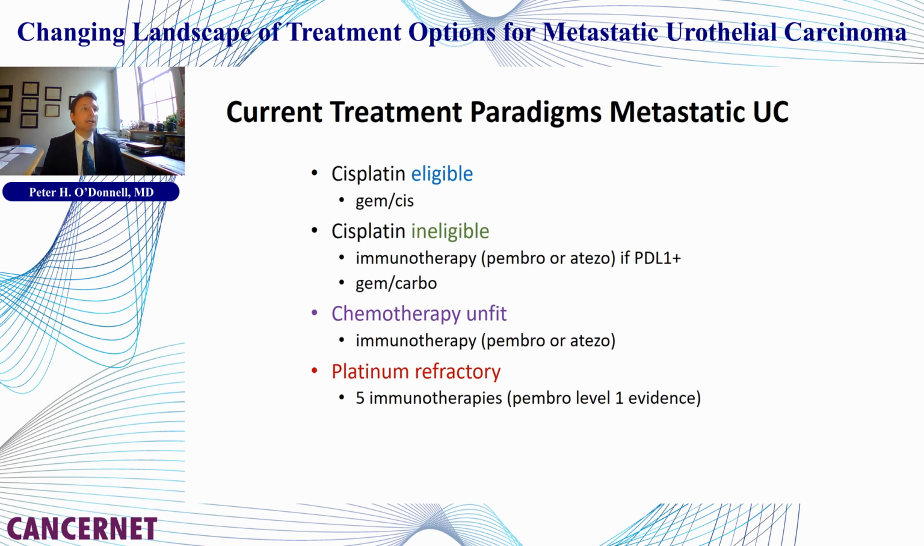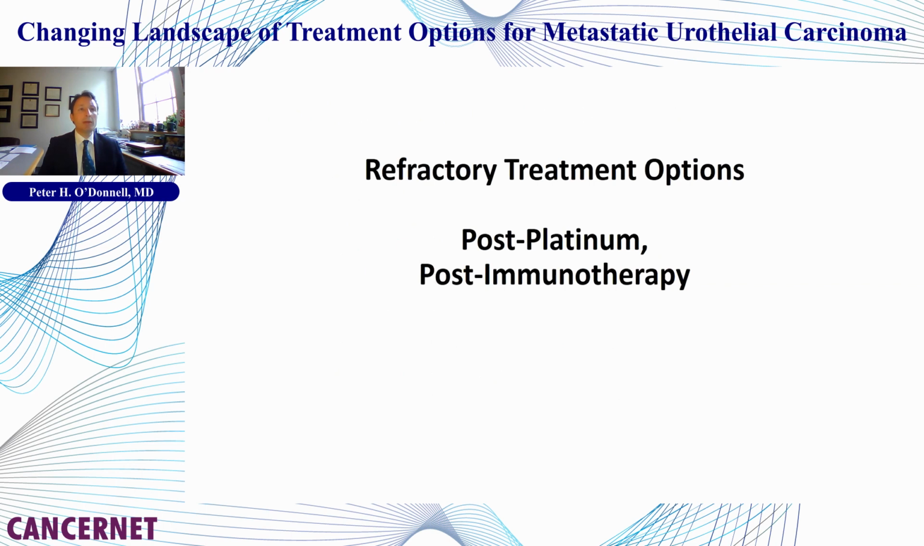All right, so the current treatment paradigms, as Dr. Balar recapped, if your patient is cisplatin eligible in the frontline setting, you're probably going to be using gemcitabine cisplatin. If your patient's cisplatin ineligible, you're thinking about an immunotherapy if the patient has PD-L1 high expression, or gemcitabine carboplatin if your patient has reason to need a cytotoxic. If your patient's completely chemotherapy unfit, you have the immunotherapy option. And then in the platinum refractory setting, we have the 5 immunotherapies with pembrolizumab having level 1 evidence. So what are the options now in the post-platinum, post-immunotherapy space?